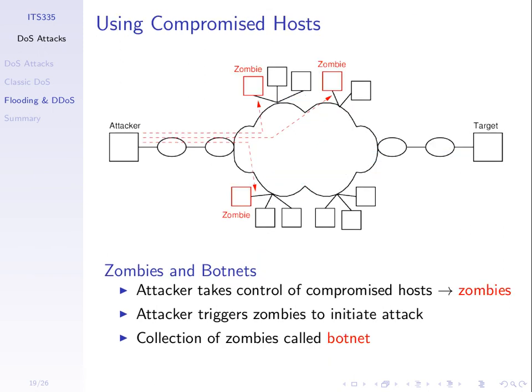From the attacker's perspective, it could be even better if they can take advantage of some computers under their control. Let's say in the past, the attacker has got malicious software on some computers in the internet, and that malicious software allows the attacker to send commands to those computers to do something. We call them zombies. So the attacker has a set of zombie computers under their control. The collection of zombie computers we refer to as a botnet.